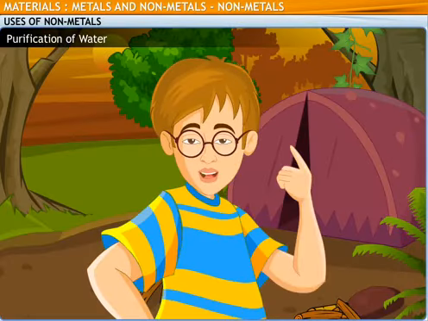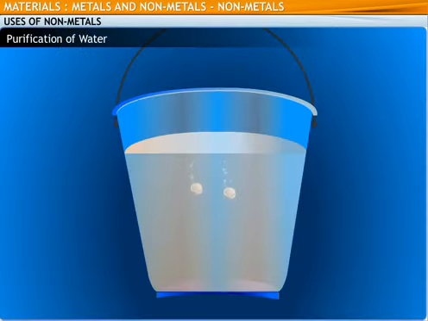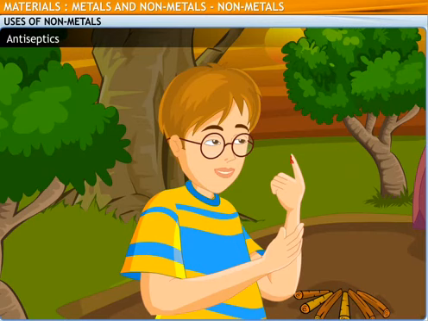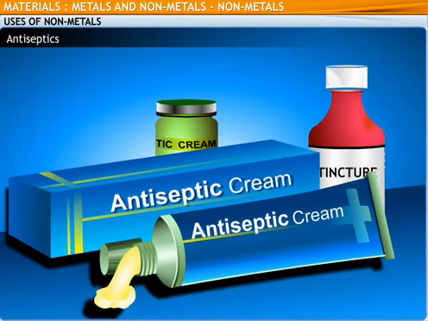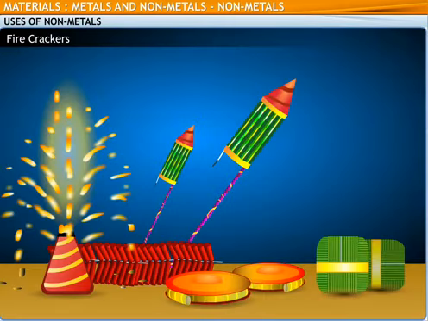Why are you adding those tablets to that water? These are chlorine tablets, which give out chlorine gas that purifies the water. Chlorine is another example of a non-metal. Ouch! I've cut my finger. Let me apply some antiseptic. Do you know antiseptics contain iodine, which is a non-metal? Look, Dad, firecrackers. The local villagers must be celebrating a wedding. Do you know that non-metals like boron, sulfur, and nitrogen are used in making crackers?